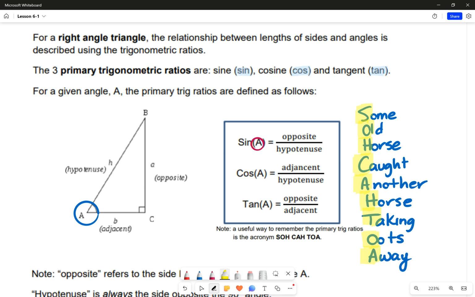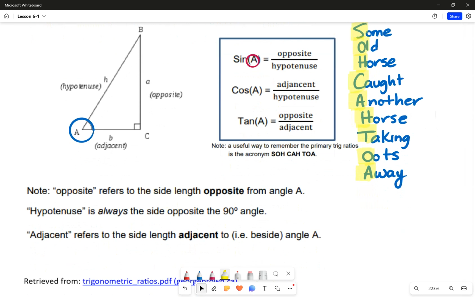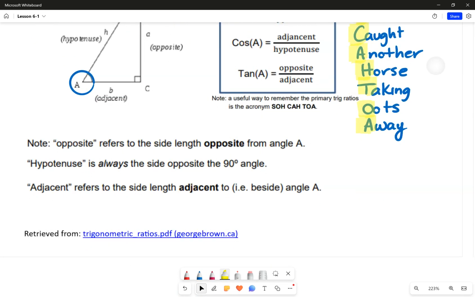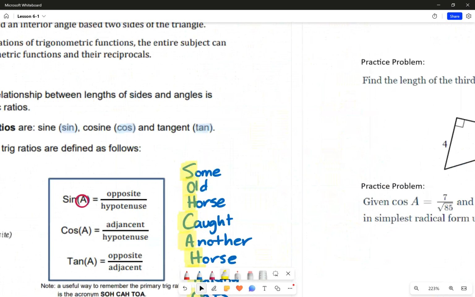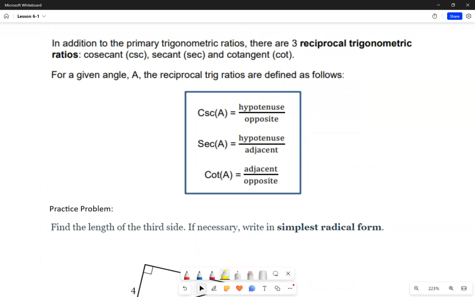So it helps you memorize your ratios. Moving forward, I just go over here at the end of your first page what opposite, hypotenuse, and adjacent is, which is what I've already discussed with you. So now let's go over here to the next side.